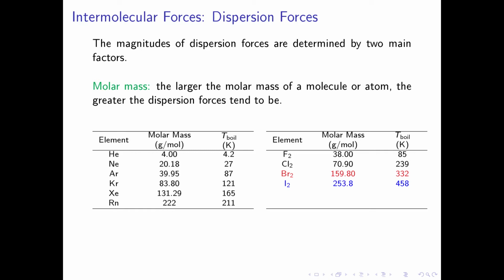We see this due to the fact that both fluorine and chlorine are gases at room temperature, whereas bromine, which is much larger and has stronger dispersion forces, is actually a liquid at room temperature. Iodine, which is the largest and experiences the strongest dispersion forces, is actually a solid at room temperature.